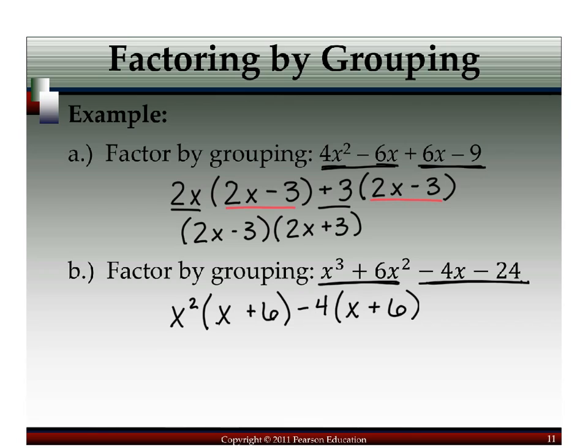So again, same thing in both of our factorings here. Both sets of parentheses are the same. So take that, x plus 6, and then put in parentheses what is left over, the x squared minus 4. This can be further reduced, but I'll show you how to further reduce this in the next section when we learn how to factor a difference of two squares.